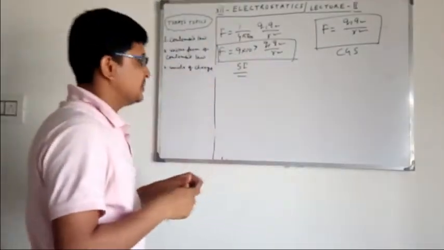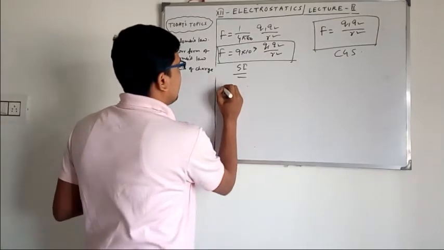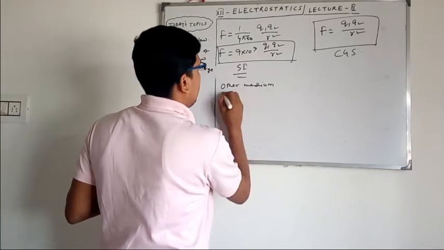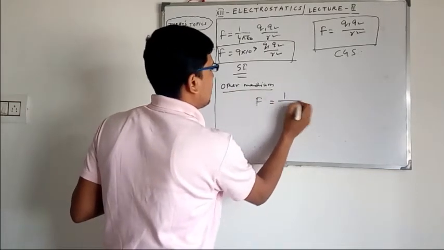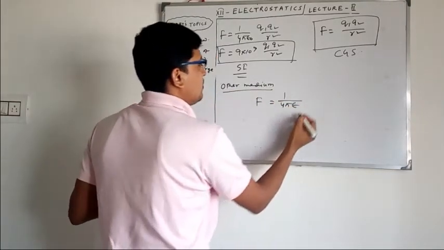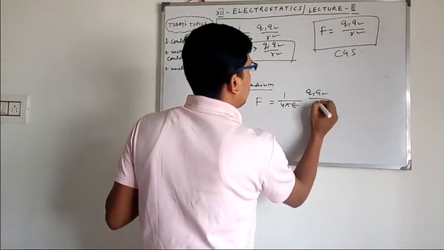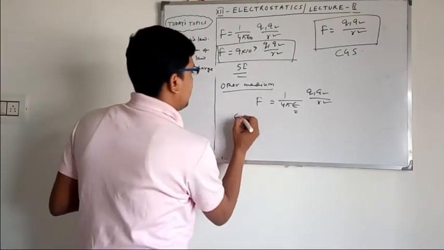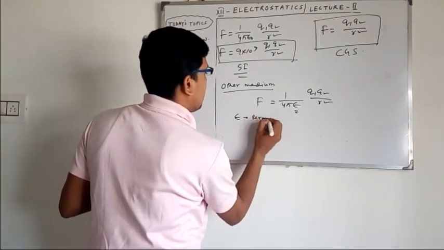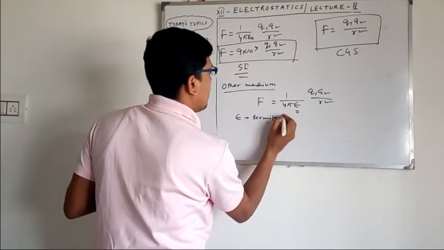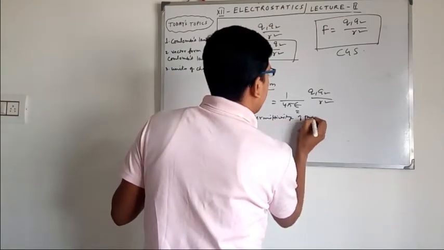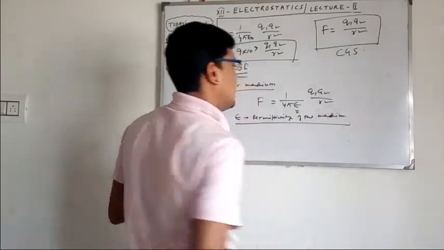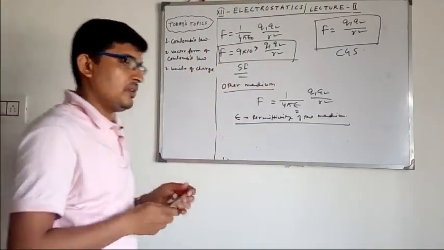Now, in any other medium, the expression will be 1 by 4 pi epsilon Q1 Q2 upon R square. Here epsilon is the permittivity of the medium. If we place the charges in some other medium, then this is the permittivity of the medium.